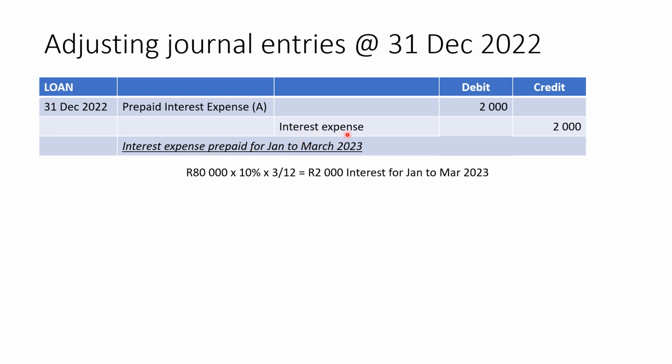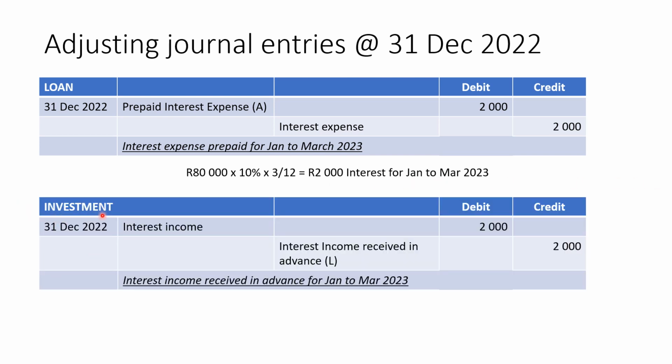So we need to take that 3 months interest out of our interest expense account, and we need to debit that as an asset. It's a prepaid interest expense amount, which is an asset. So that's on a loan balance of 80,000, 10% for 3 months. It's 2,000 Rand interest for January to March.